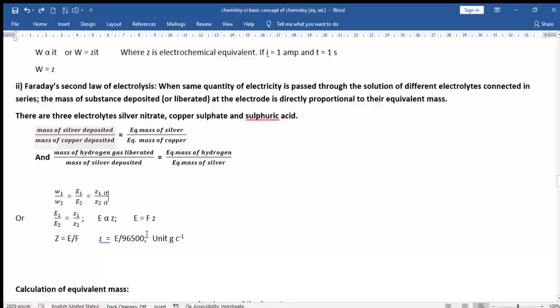So here we are using F as a constant, which is known as Faraday's constant, and its value is 96,500 Coulomb. So we can also write this equation as Z is equal to E by F. That is, the electrochemical equivalent of a substance is equal to the equivalent mass of the substance divided by 96,500, in gram per Coulomb.